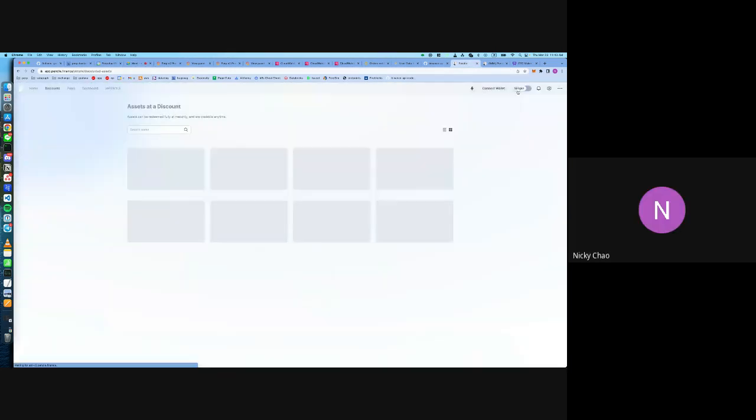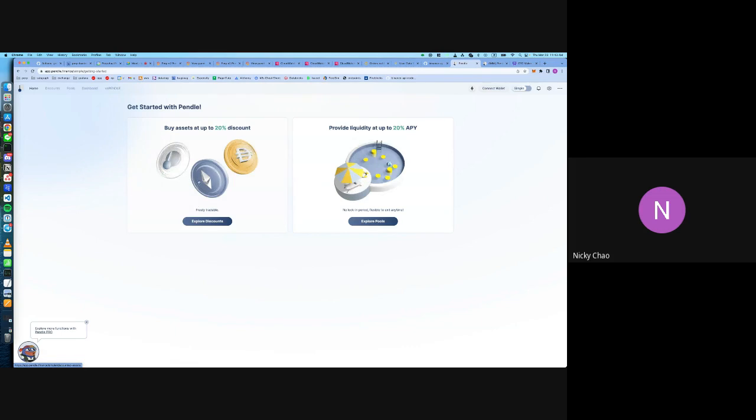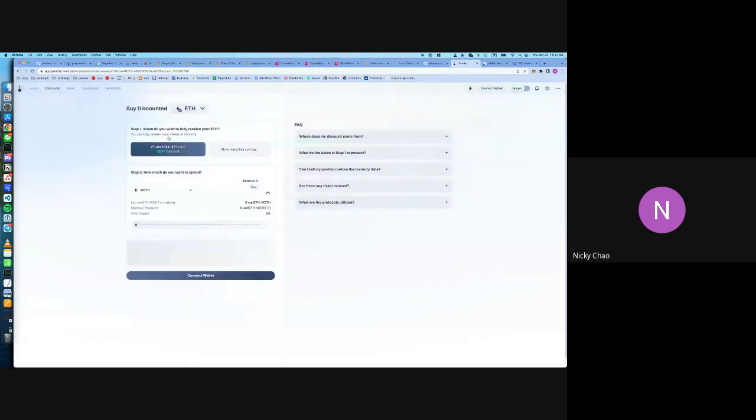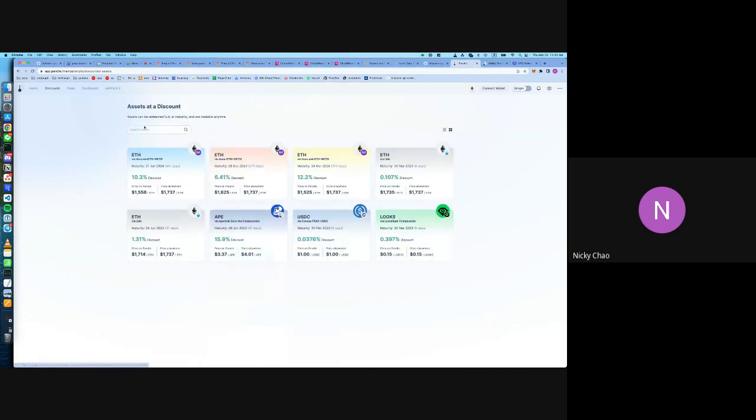Okay, so they actually have two UIs. If you click the toggle right here, there's a simple UI and a pro UI. Oh, why is it loading so slow? Okay, so for the simple UI, they basically hide all the information about PT and YT. So the only thing you know is that you can buy assets at a discount and you can claim it after a period of time, and that's it. And also you can provide liquidity. So that's for the simple UI.